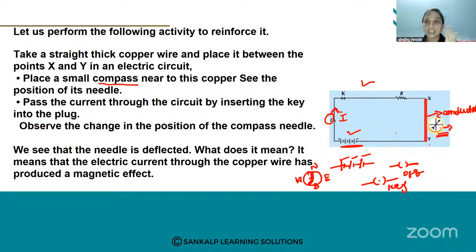Then he concluded that there is some relationship or some link between the current and the magnetic field. That's why this compass shows some deflections. That is the conclusion he gave after this experiment. Actually, he found this out accidentally.